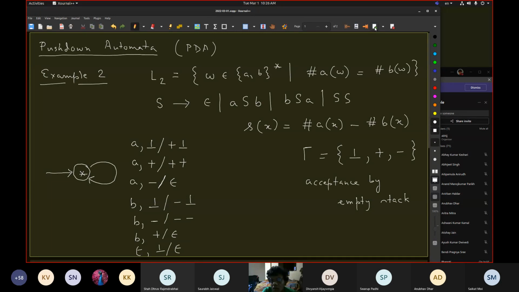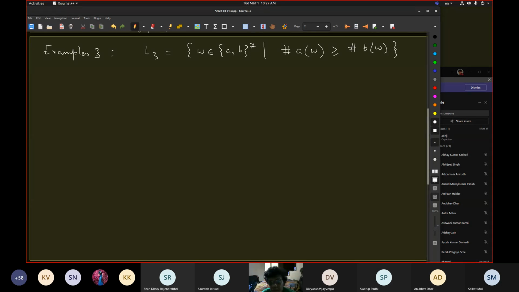Given this, I will briefly look at two other examples. Example 3, maybe. Again, let us look at this: the set of W in {A,B}* containing at least as many A's as there are B's. So can you suggest how I can modify the previous machine?